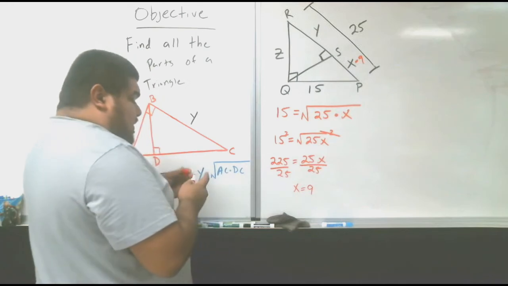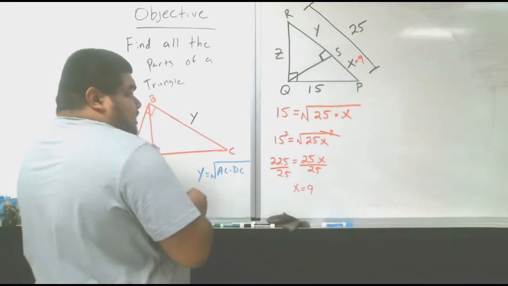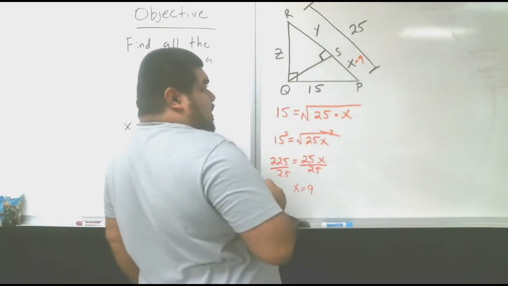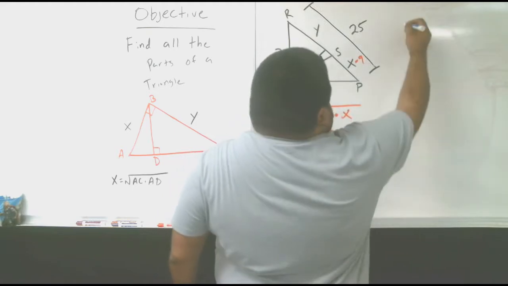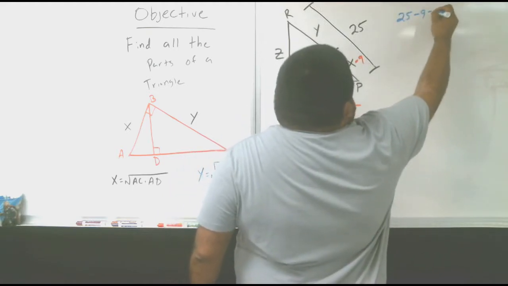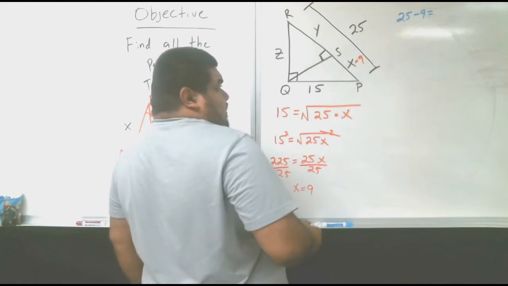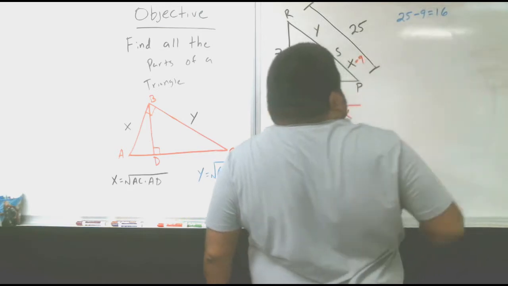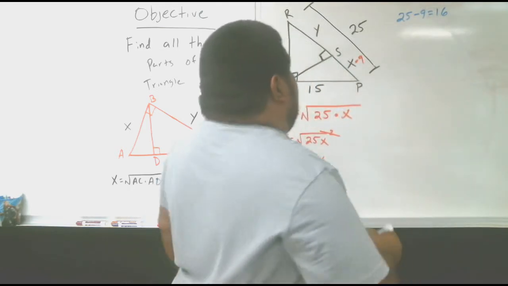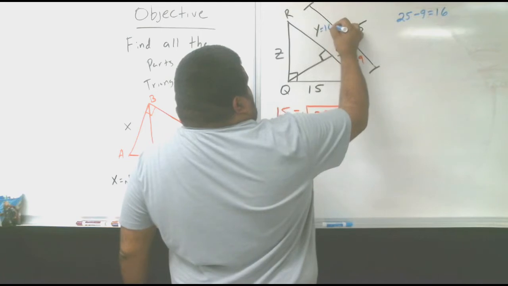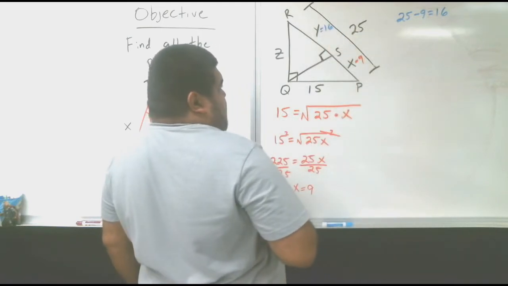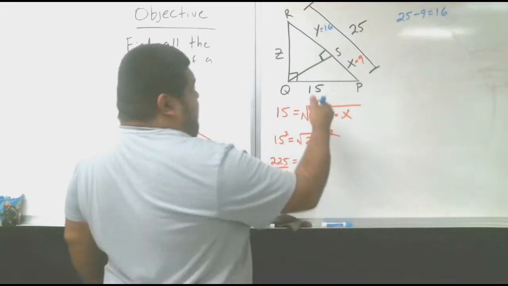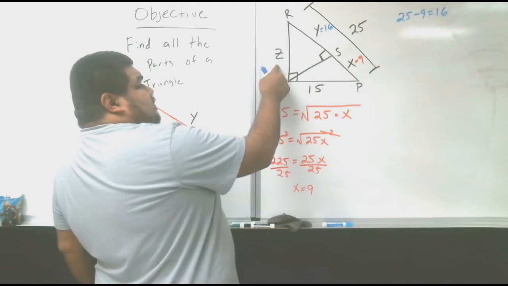Now that we know that X equals 9, we can subtract 9 from 25. That will give us Y. So we can say 25 minus 9 equals, does anybody know? 16. That means that Y equals 16. Notice how it's all fitting together now. We have already solved X, we have solved Y, we need to solve for Z.